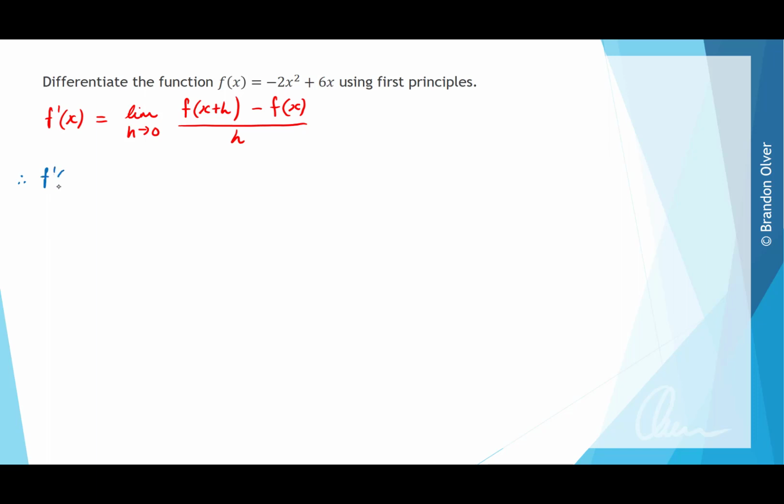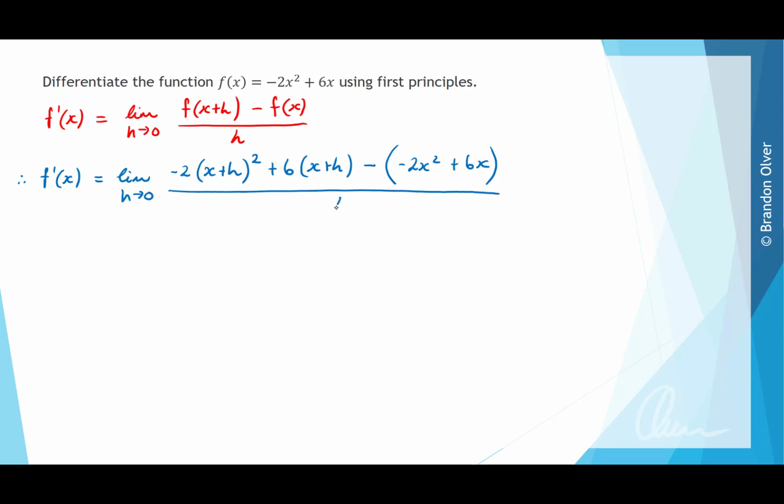Therefore, the derivative for this question is equal to the limit as h approaches 0, and we need to include that on every new line of working. And then the limit is of f of x plus h, so into the function we substitute x plus h wherever there was an x. So this is going to give minus 2 times x plus h all squared plus 6 times x plus h. And then we're going to subtract away just f of x, which is minus 2x squared plus 6x. And make sure this subtraction has a bracket around it so you know to distribute the negative through the whole lot. Then all of that is going to be divided by h.